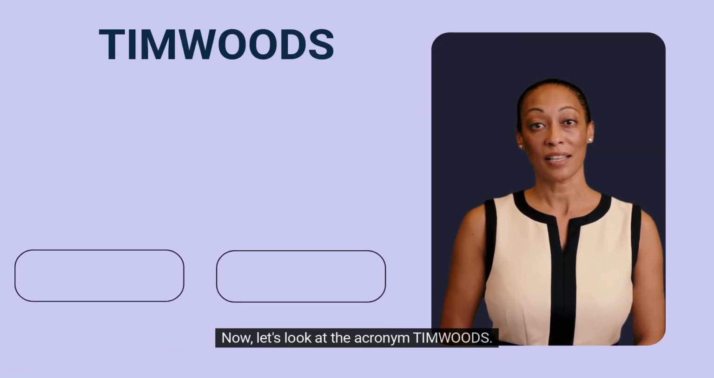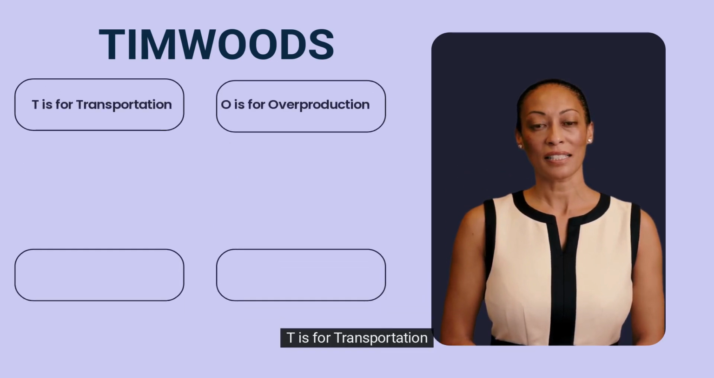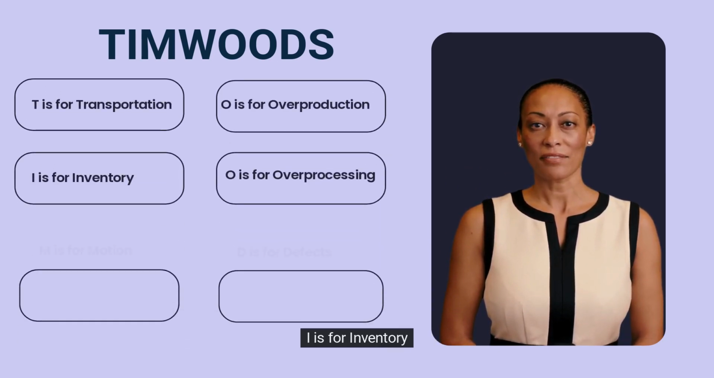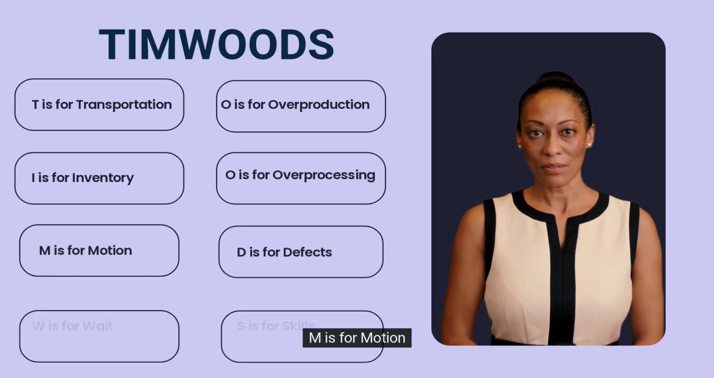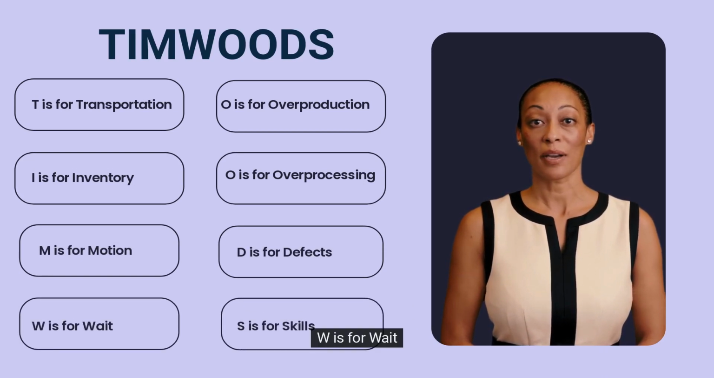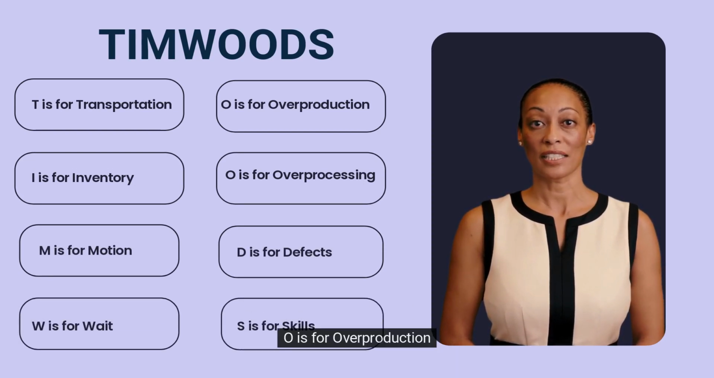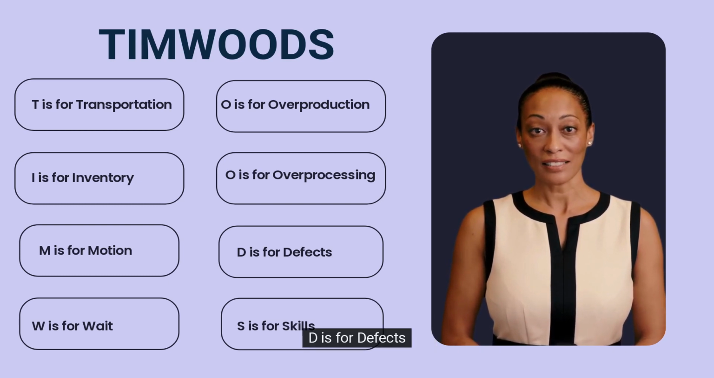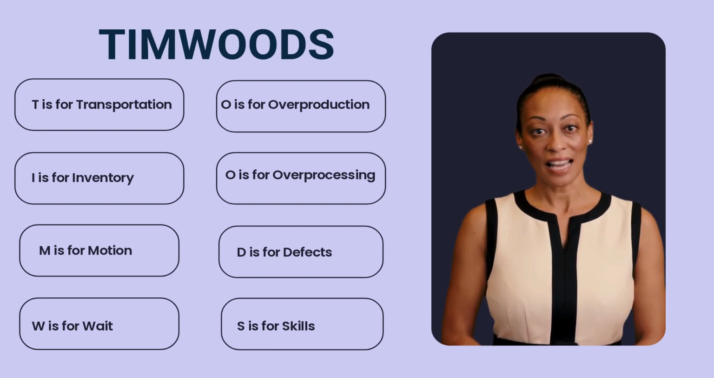Now, let's look at the acronym Tim Woods. T is for transportation. I is for inventory. M is for motion. W is for waiting. O is for overproduction. O is for overprocessing. D is for defects. And S is for skills.